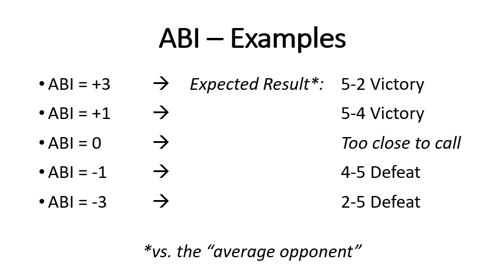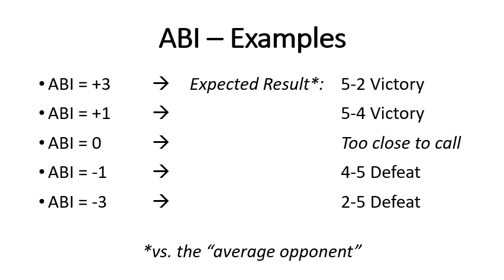For example, an ABI of +3 suggests an expected 5-2 victory against a hypothetical average opponent. An ABI of +1 corresponds to an expected result of 5-4 victory. An ABI of 0 corresponds to a bout that's too close to call against that hypothetical average opponent. An ABI of -1 corresponds to an expected 4-5 defeat. An ABI of -3 corresponds to an expected 2-5 defeat.